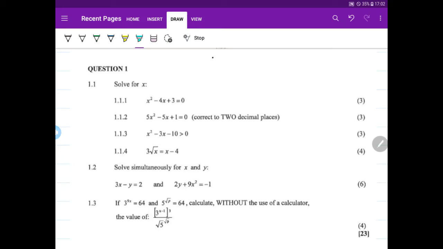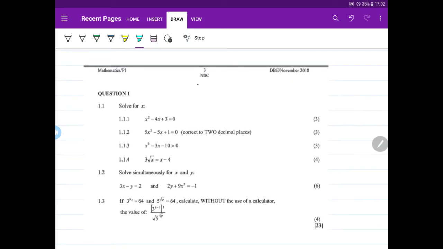So this is question 1 from the 2018 November paper, right? The final NSC paper 1 for maths. And it was for 23 marks, right? Usually question 1 on the paper ranges from 20 to 25 marks. Anywhere between there, you can expect that.